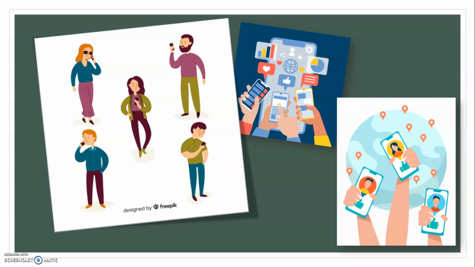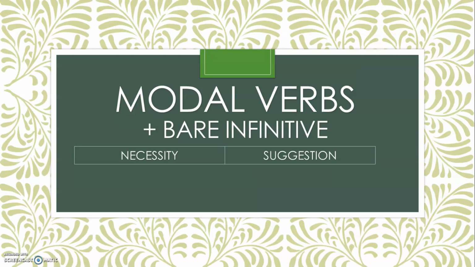She received messages about the things she needed by law and the things she had the possibility of doing for leisure. We will see them as modals of necessity and modals of suggestion. It's important to remember that after modal verbs, it's necessary to use bare infinitive. We don't have other options.